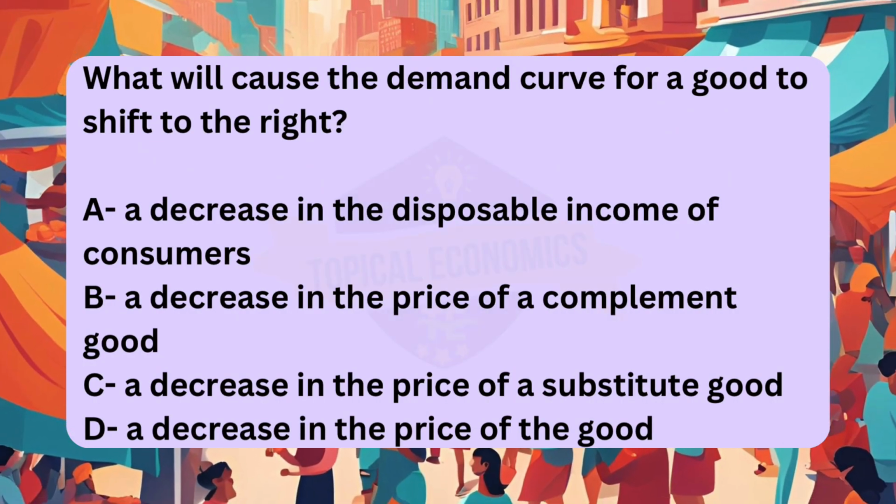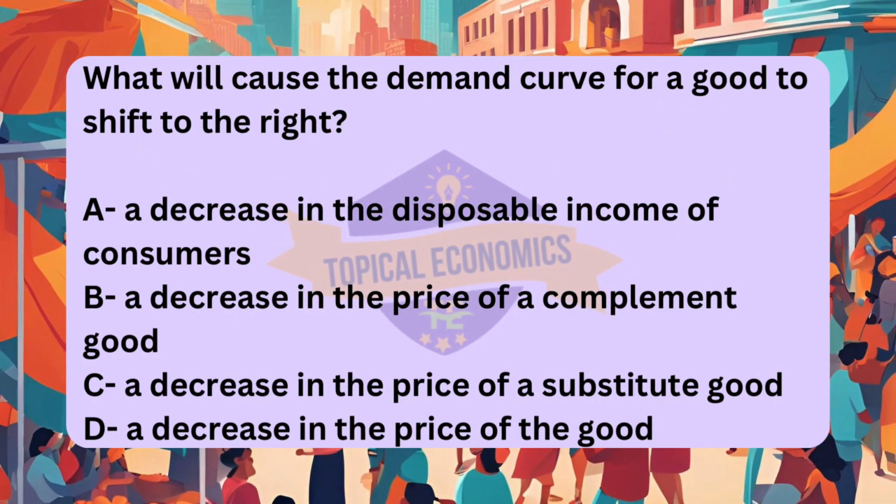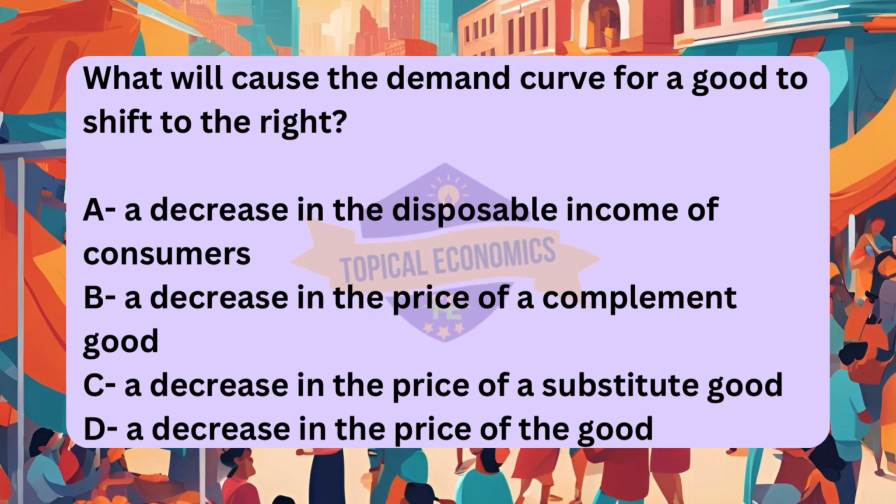What will cause the demand curve for a good to shift to the right? A. A decrease in the disposable income of consumers. B. A decrease in the price of a complement good. C. A decrease in the price of a substitute good. D. A decrease in the price of the good. This question is from year 2022 May-June version 2.